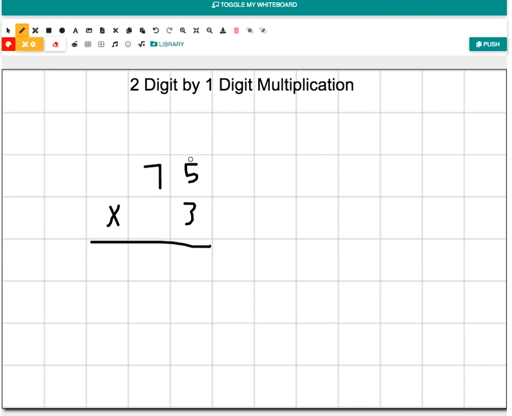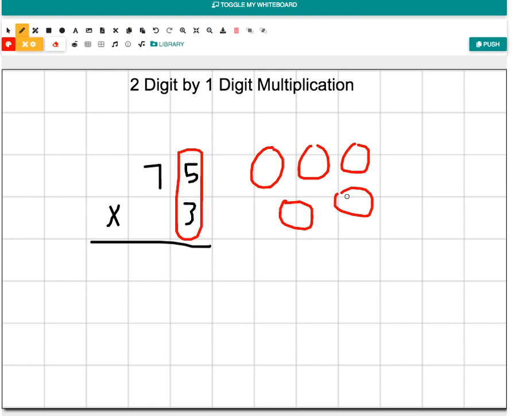So the traditional way is to do 5 times 3 first, and I have the kids circle 5 times 3. If they are not fluent in it, they can do 5 groups of 3 or 3 groups of 5, whatever they want. So they can multiply 5 times 3, and then put their 3 dots. And if they added them up, they would have 15. So they would put the 5 in the ones place, carry the 1 next door.